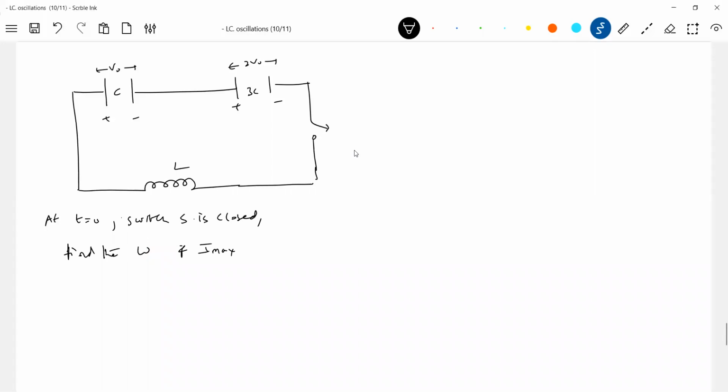The capacitors are in series, so we get the effective capacitance straight away. They're in series, so effective capacitance is 3C by 4. So what is omega? Omega equal to 1 by root of L times 3C by 4. Or C dash, what is C dash equal to? 3C into C by 3C plus C.